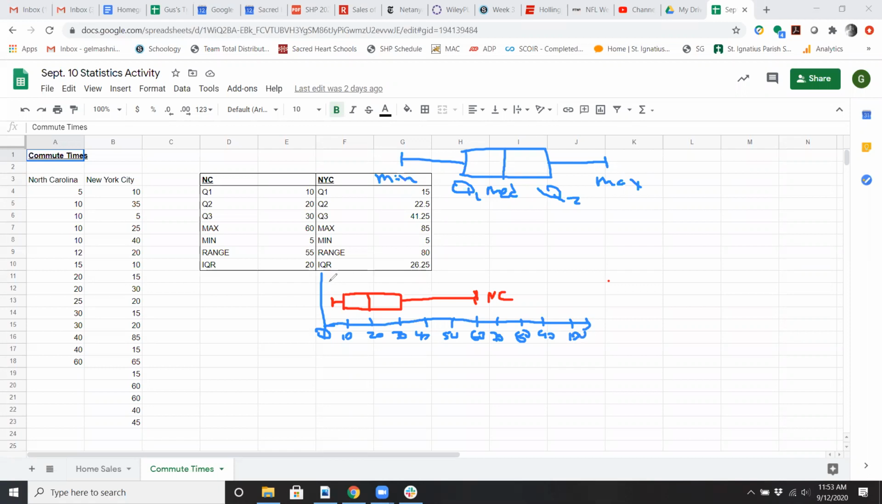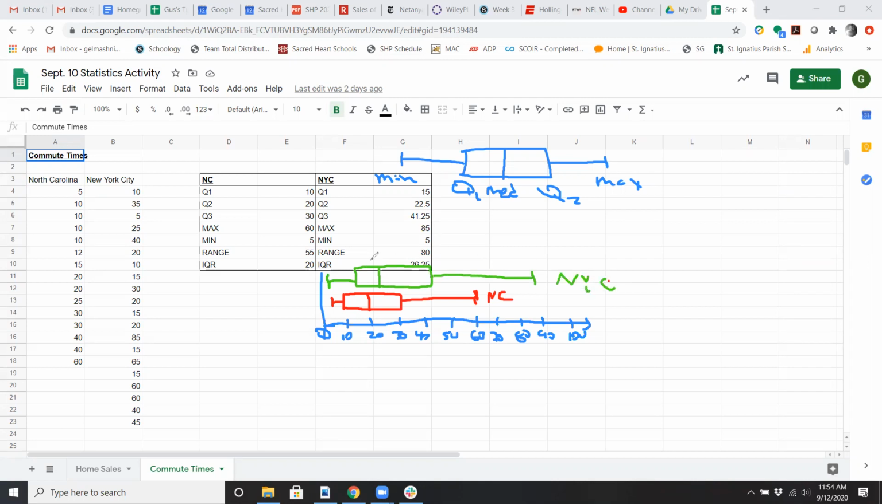So we have a min of 5, but a max of 85. And then we go out to 15. That's where the central box starts. Go all the way to about 41.25. And the median's at 22.5, somewhere over here. And then we have this right here. So this is New York City.